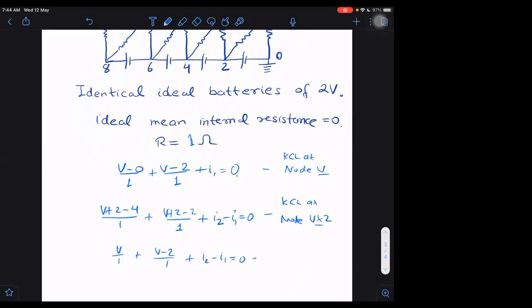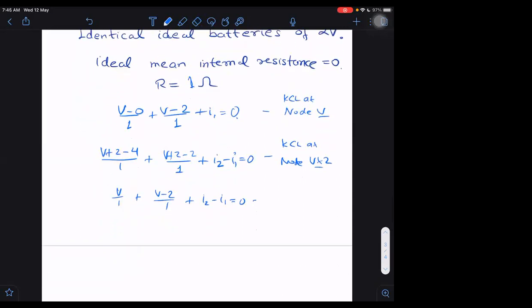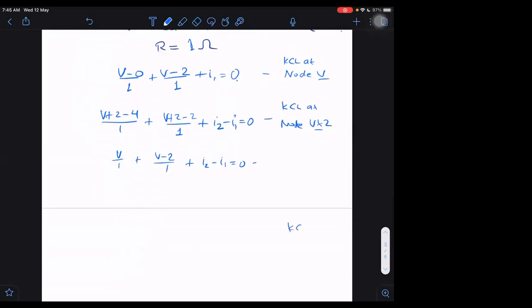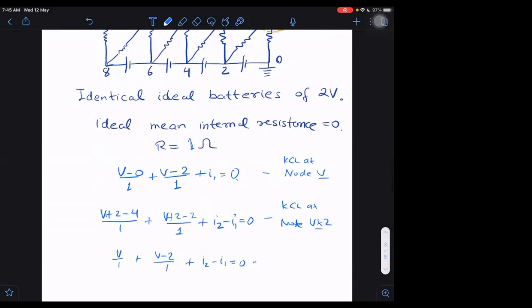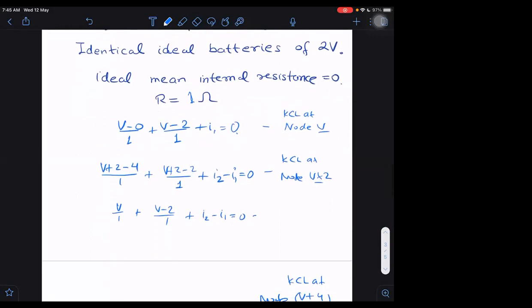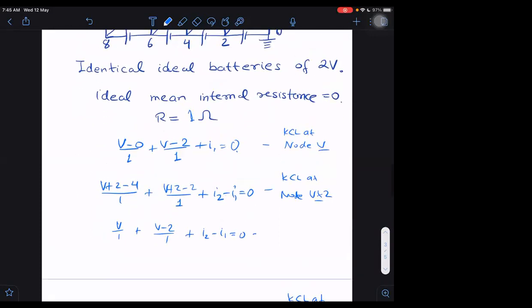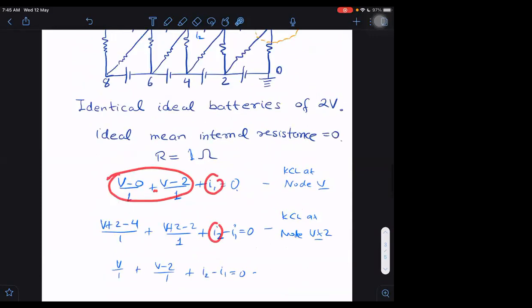Now, if you are smart enough, then you will notice some pattern already. KCL at node V plus 4 will have what equation? Are you observing the pattern? 2V minus 2 plus I3 minus I2 is equal to 0. The terms in terms of the voltage remain the same. The only difference is coming in I1, I2, I3, etc.